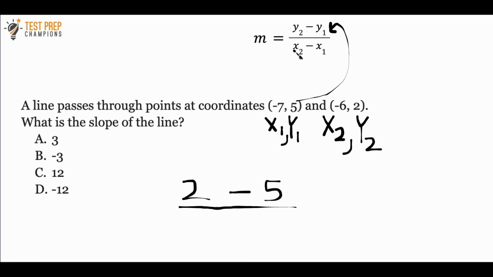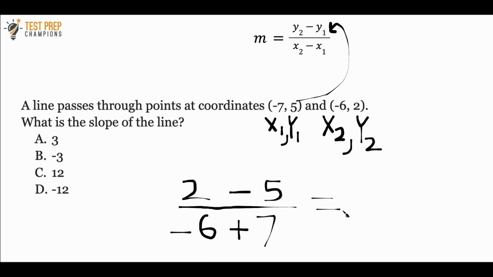Now I have to do x2 minus x1. So my x2 is -6, and my x1 is -7. Okay, so here's the thing. Since it would be -6 minus -7, minus a negative is the same thing as plus. So instead of writing minus -7, I'm just going to change it into plus. So I'm going to write -6 plus 7. Again, I'm doing that because minus a negative is the same as plus.